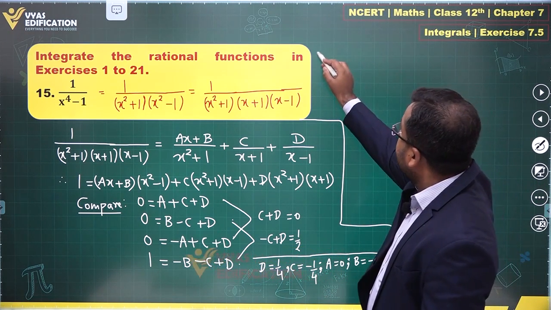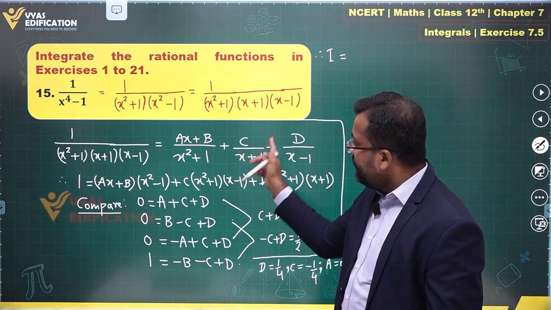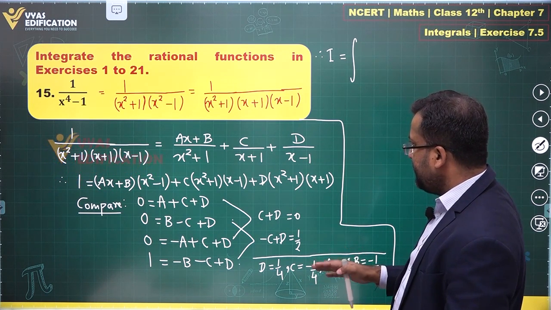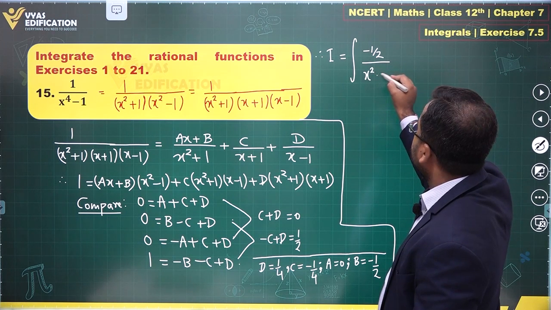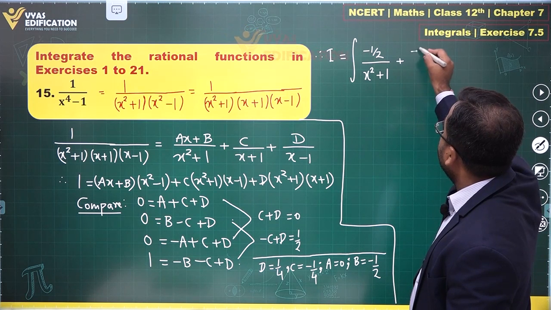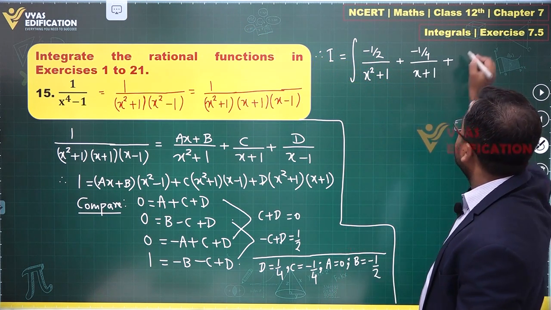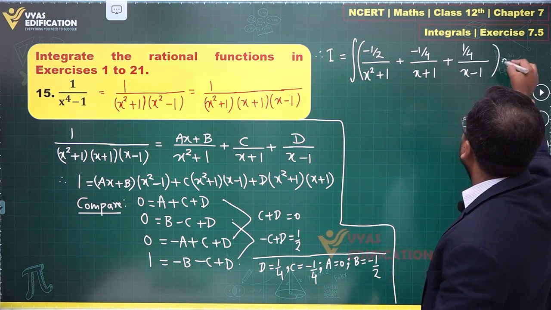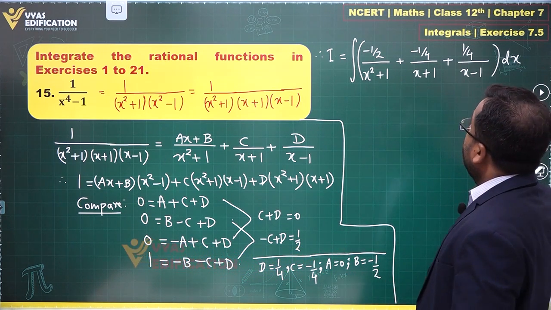Therefore integral I, and therefore this whole expression, could be written as the integral of ax plus b, which is 0 times x plus b, which is minus 1 by 2, upon x square plus 1. Then you have c upon x plus 1, which is minus 1 by 4 upon x plus 1, plus d, which is 1 by 4 over x minus 1, dx. This is what you have. Is that okay? Yes. What else?